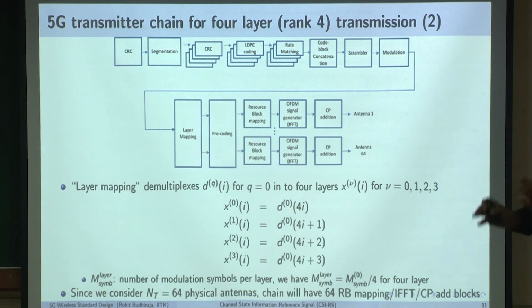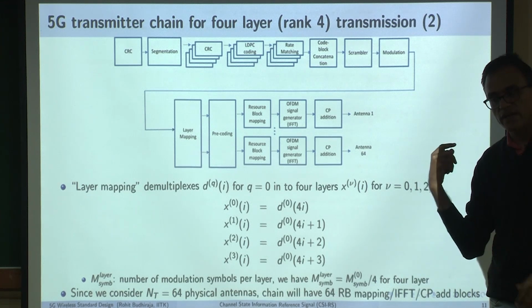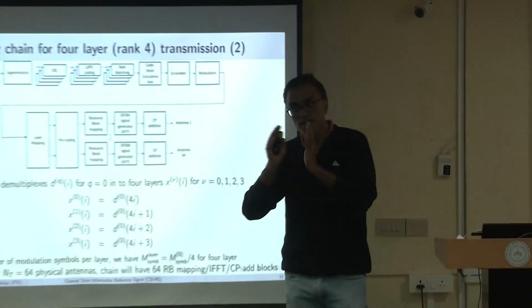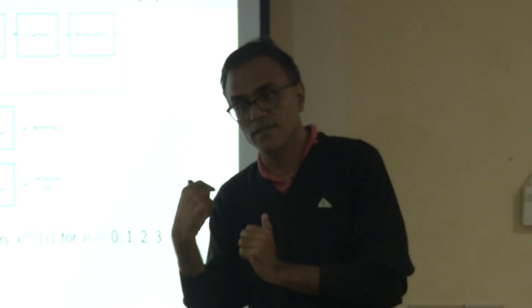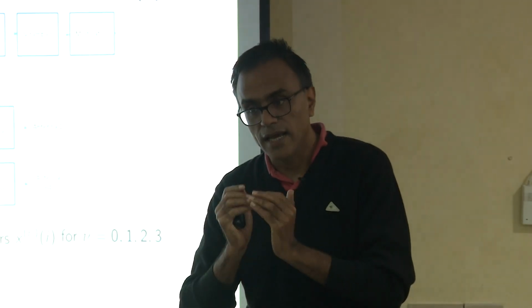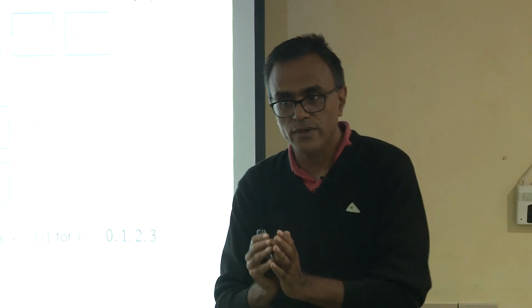So I think this is what I have for this class. We will continue discussing this. We have discussed MIMO transmission for up to 4 layers. And why we discussed all these reference signals: just to make you understand what kind of complexity is involved in enabling MIMO.